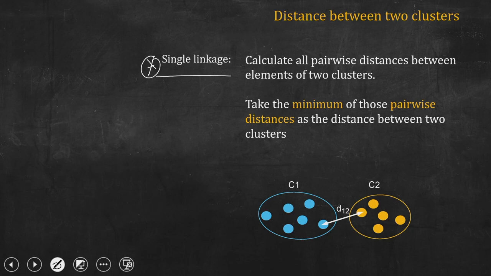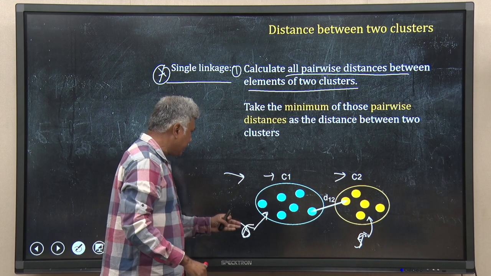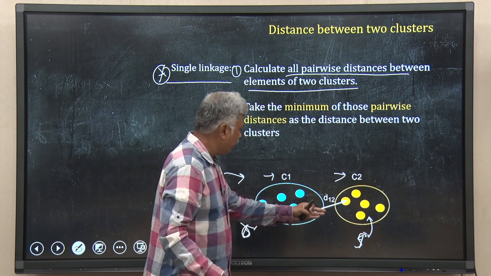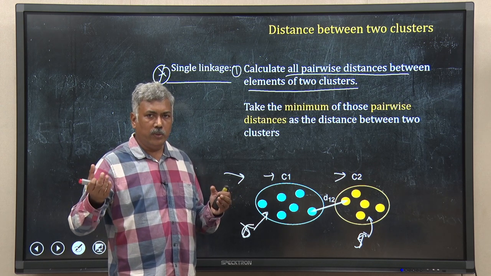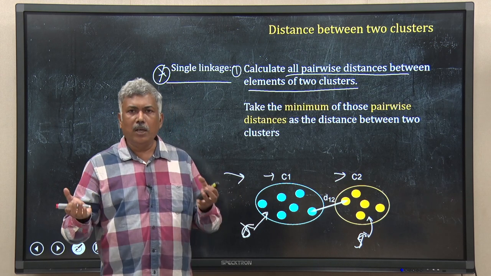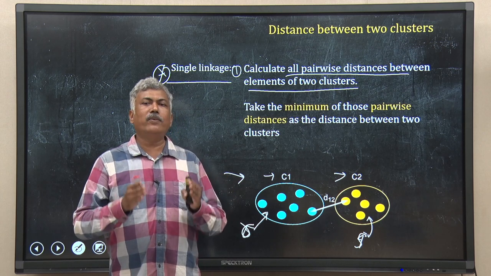What are you doing in this case? Just look at this diagram. I have two clusters, cluster 1 and cluster 2, C1 and C2. Cluster 1 has 5 objects, and this one has 6, right? Yes. So now, the first step I have to do is to calculate all the pairwise distances between elements of these two clusters. What do I mean by that? In cluster 1, I have 6 objects, whereas in cluster 2, I have 5 objects. So, take one object from cluster 1 and pair it with another object of cluster 2. In this way, you create all possible pairs of objects between cluster 1 and cluster 2 and calculate their distances.